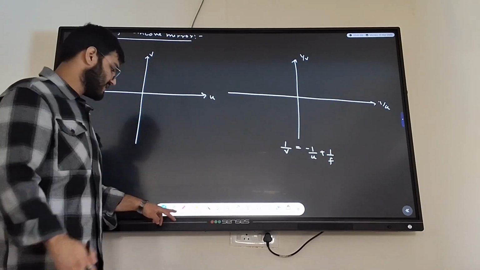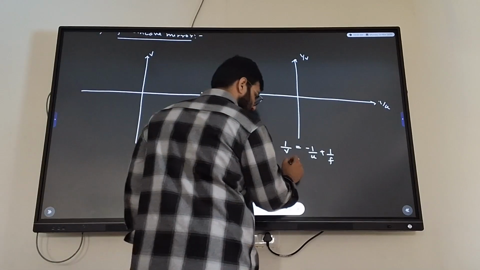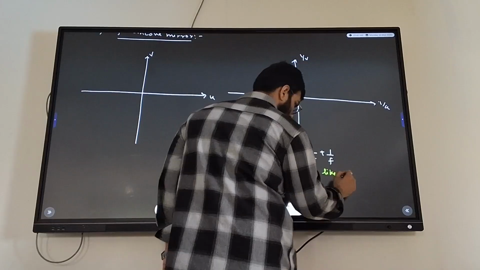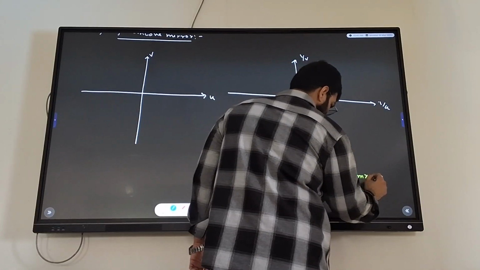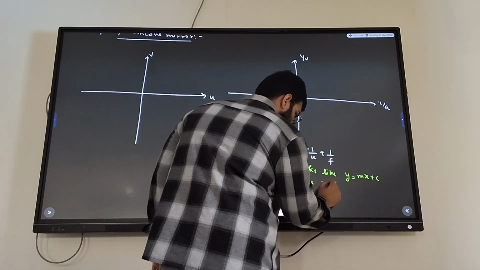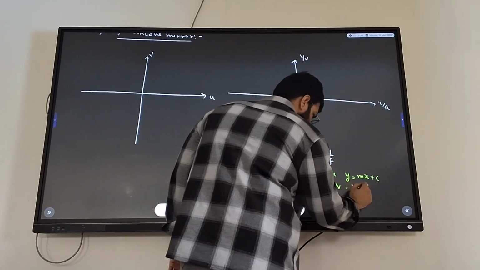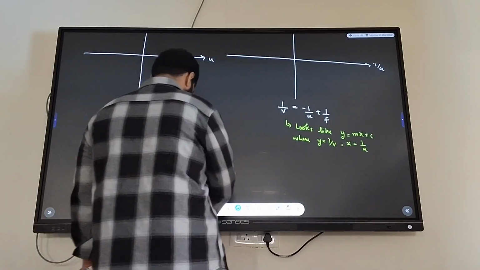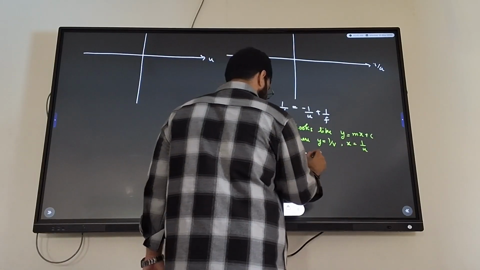Let me write all of this so that everyone is okay with it. 1 by v equals minus 1 by u plus 1 by f, which looks like y equal to mx plus c, where c is the y-intercept, y is equal to 1 by v and x is equal to 1 by u. What is the slope here? The slope is minus 1.